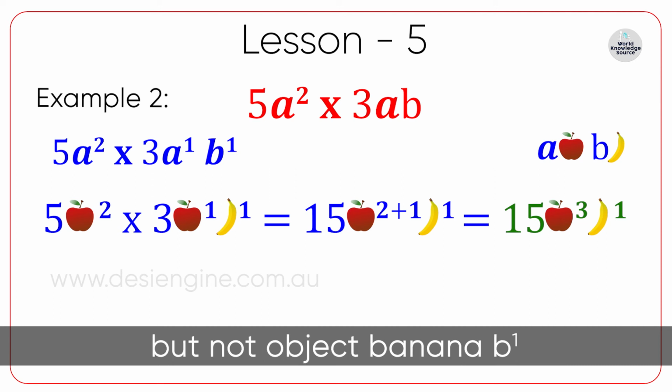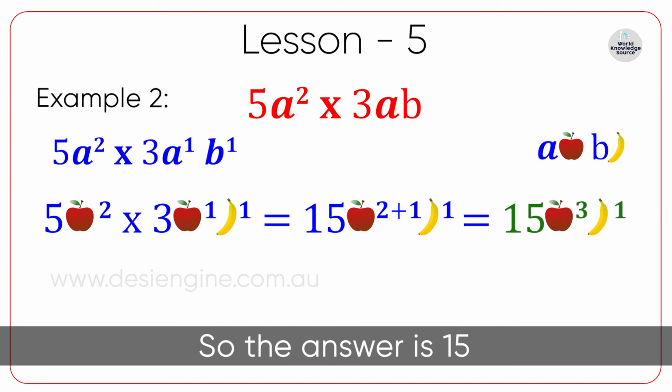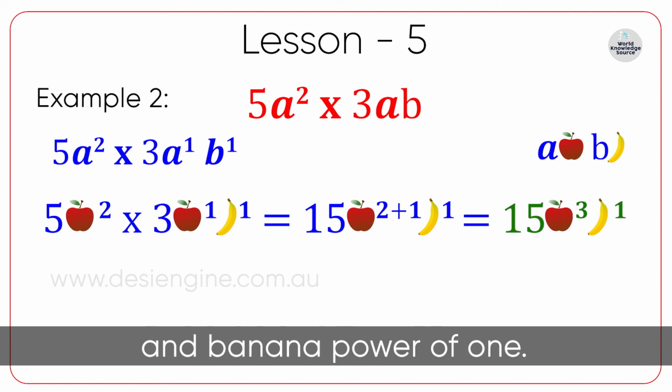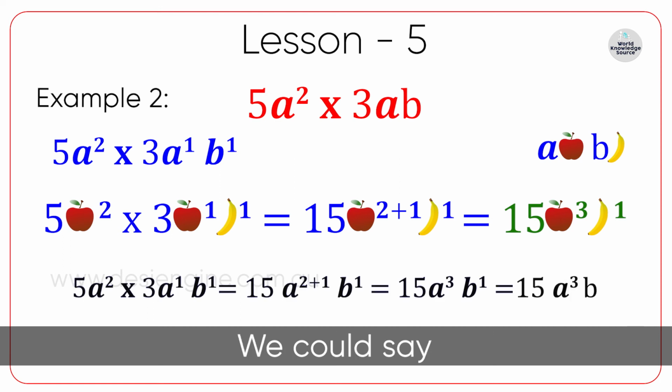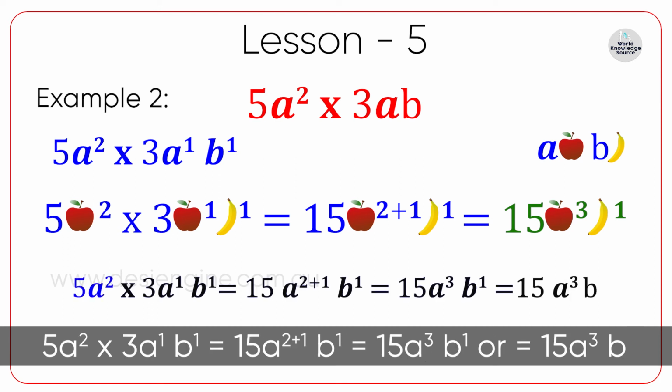But not the object banana, b power of 1, so the answer is 15 apple power of 3 and banana power of 1. We could say 5a power of 2 multiply 3a power of 1, b power of 1, is 15a power of 2 plus 1, b power of 1, equal to 15a power of 3, b power of 1. Or 15a power of 3, b.